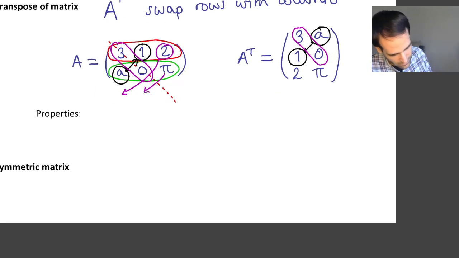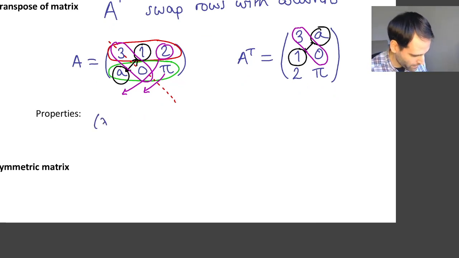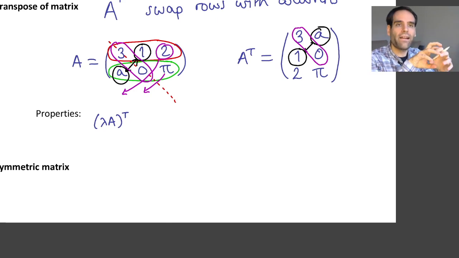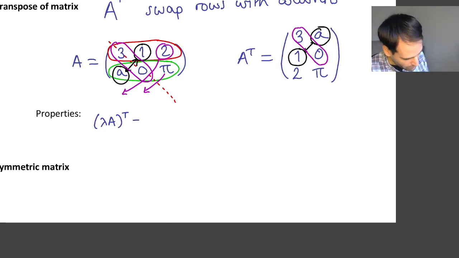Now the transpose has properties. So, for example, if you scale a matrix by a scalar, lambda times A, and you transpose the result, you can take the scalar away. So this is lambda multiplied by A transposed.